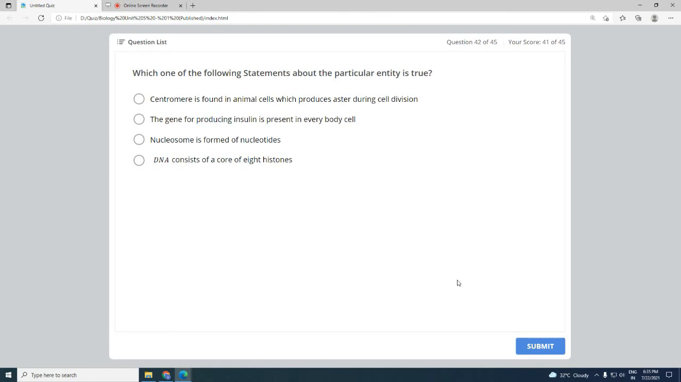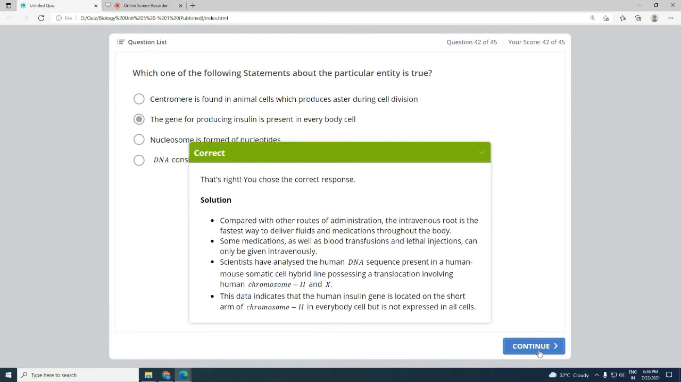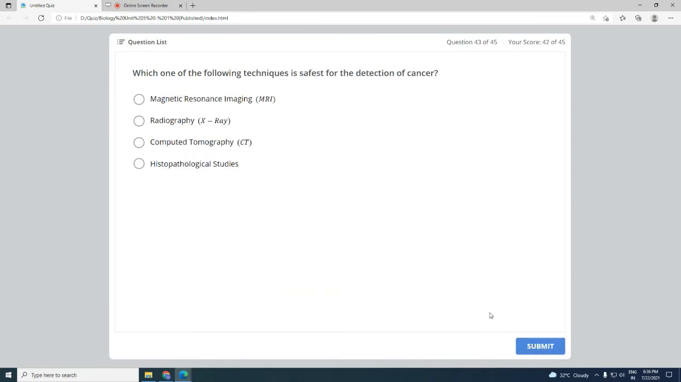Okay, let's go back to the answer. The answer is the second one. The gene for producing insulin is present in every body cell. Okay.